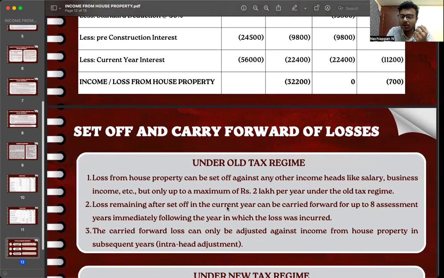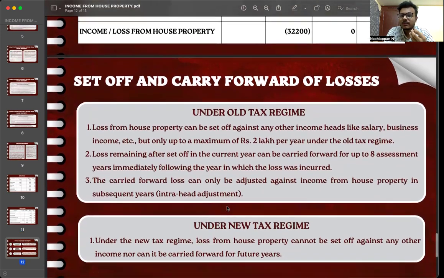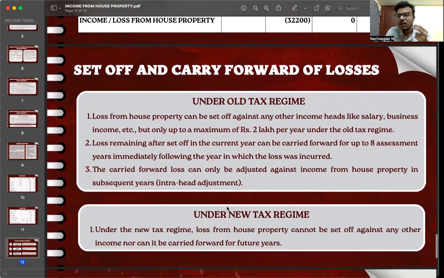Now that we know we have a loss, what do we do with that loss? Is there any provision where we can reduce that loss from other income or carry it forward? That is what we're going to look at. Here it varies between the old regime and the new regime. Under the old tax regime, you can offset the losses from house property against any other income heads like salary or profits and gains from businesses, etc. But it's capped at 2 lakhs per annum. You can't exceed that amount.